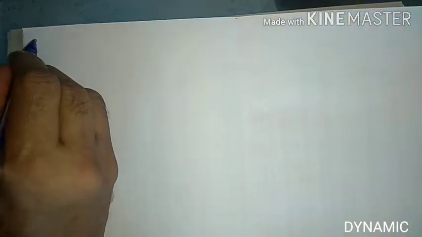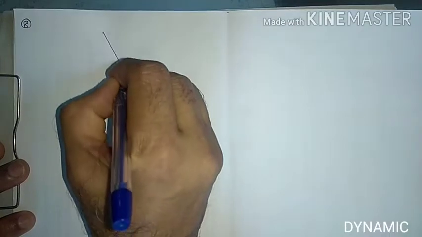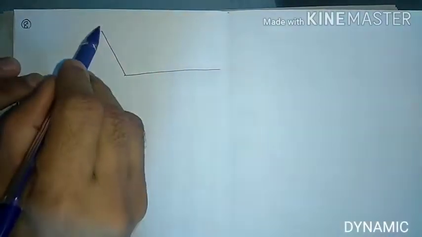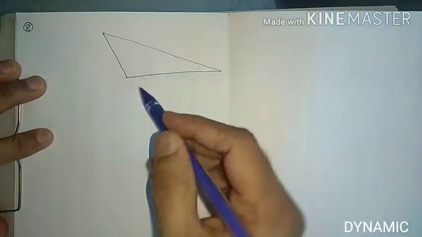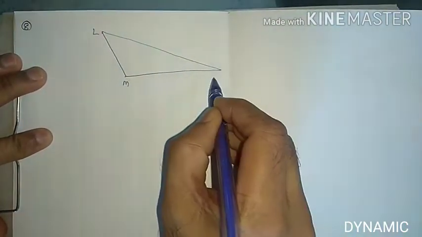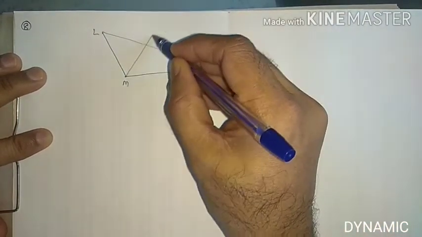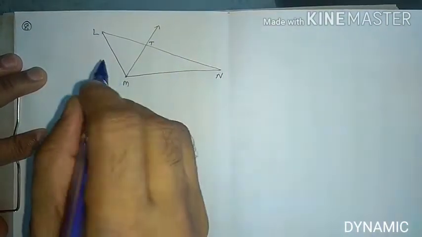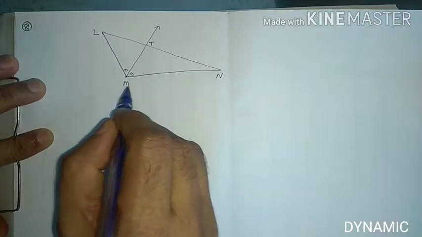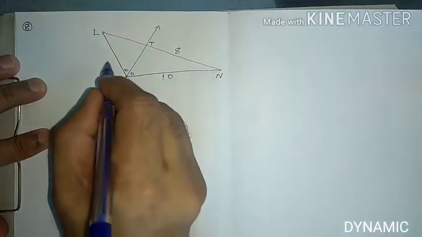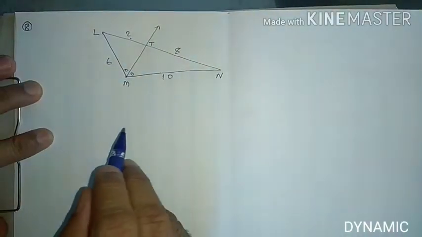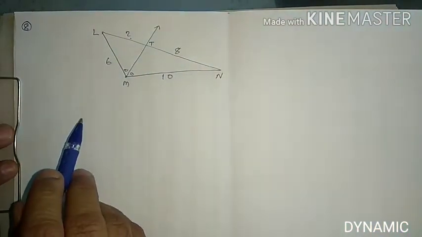This is question number 6. Now we do question number 8. Here in the question, it is given, there is a triangle. This is LMN. Here this is the angle bisector. This is T. These angles are equal. It is 10. This part is 8. Here it is 6. This part should be what? That's the question. You have to find LT. Again, property of angle bisector.